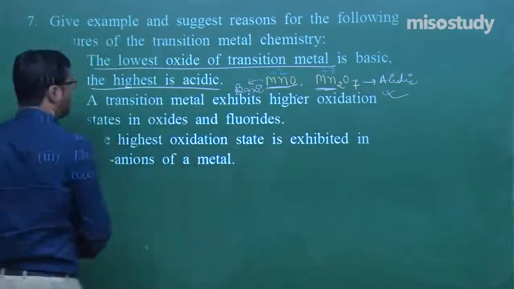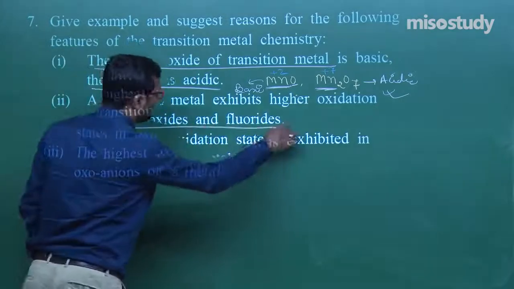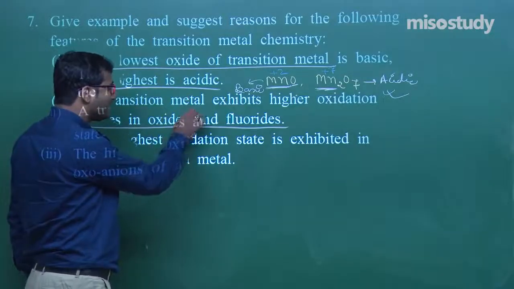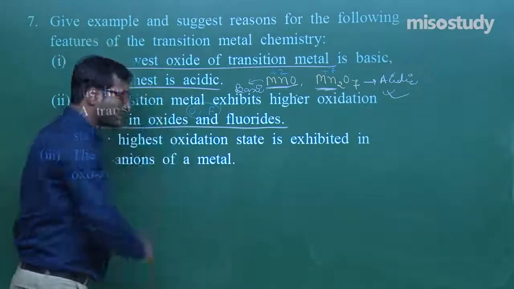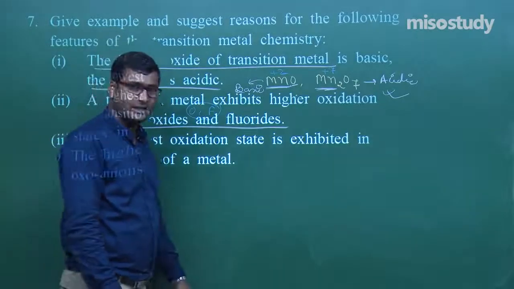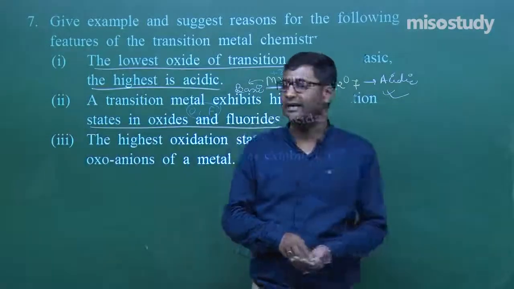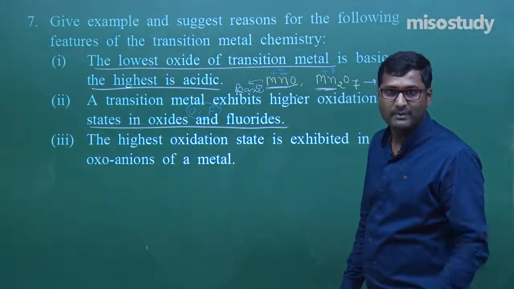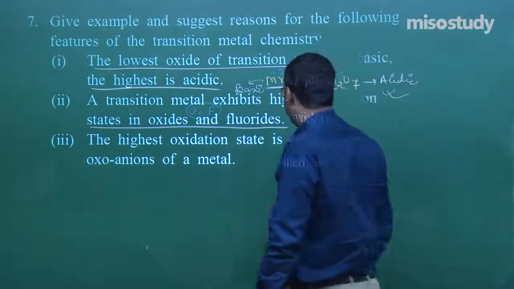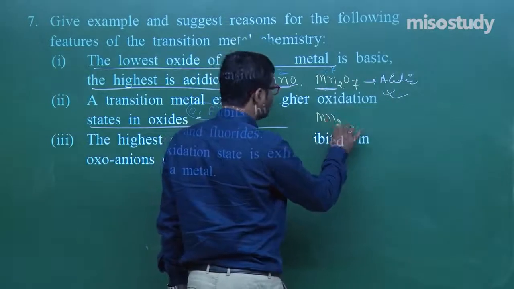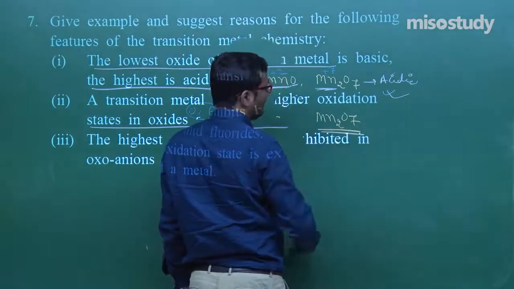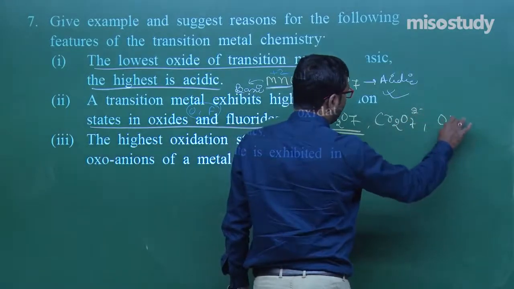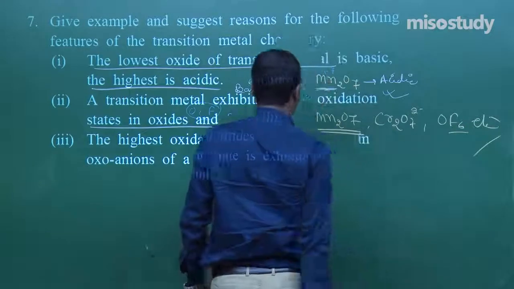The next one is, a transition metal shows higher oxidation state in oxide and fluoride. Why? As we know, oxygen and fluorine are small in size and have high electronegativity. Due to the small size and high electronegativity, they easily oxidize the transition metal to its higher oxidation state. But hydrogen does not do this, because hydrogen does not have the higher electronegativity. For example, Mn2O7, Cr2O7 2 minus, OF6, etc. Clear to you? This is the case.